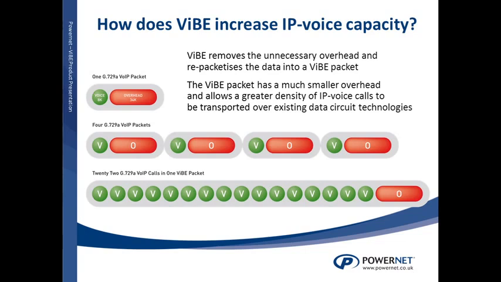So in the case of 4 G729 IP voice packets, we can see here we're actually using a lot of space. But what ViBE does is it takes the voice data payloads out of the packets and then repackages them into one ViBE packet. So what that means is that as we add more and more voice calls to the data circuit, we get more and more efficient voice transport.